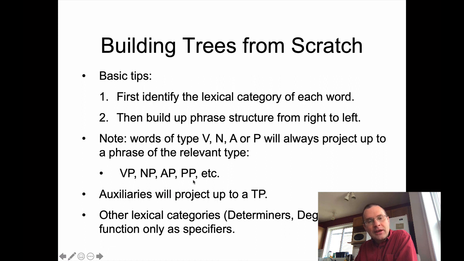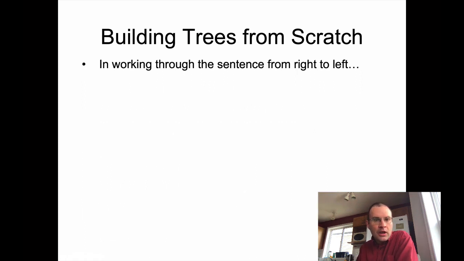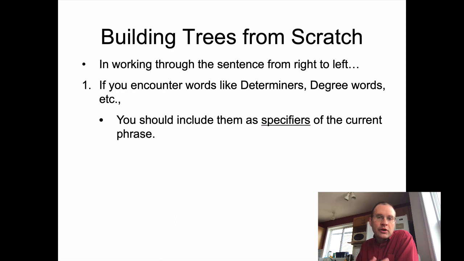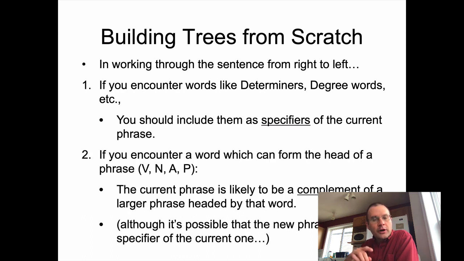So when you see them in a phrase, you know that they're just going to line up as the specifier of the current phrase that you're thinking about. Okay, so when you work through the sentence from end to beginning, from right to left, if you encounter a word like a determiner or a degree word, so on and so forth, just include them as specifiers of your current phrase. But if you encounter a word which can form the head of a phrase by itself, like a verb, noun, so on and so forth, the previous phrase that you've been playing around with is probably going to be a complement of a larger phrase headed by this new word.